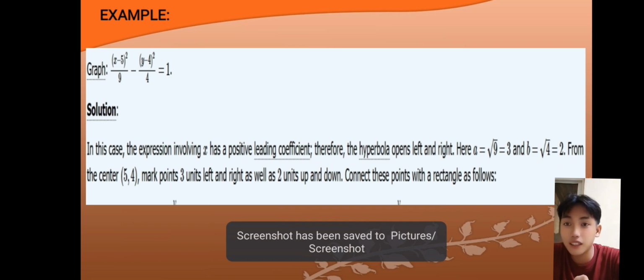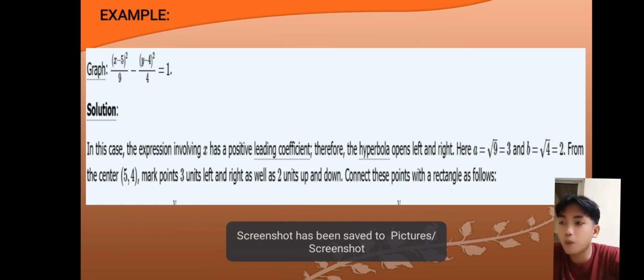Here, a is equal to 3. Why? Because 9 is our a squared. So to find a, the square root of 9 is equal to 3, and the same goes for b: b is equal to 2. So our center is (h, k). Our h is 5 and our k is 4. So the ordered pair (5, 4) is our center.